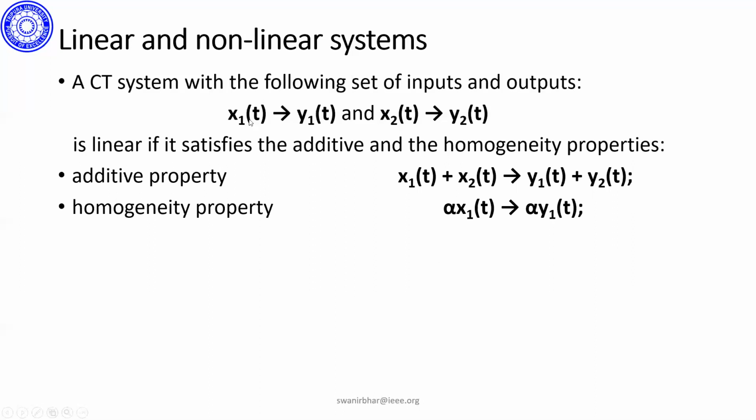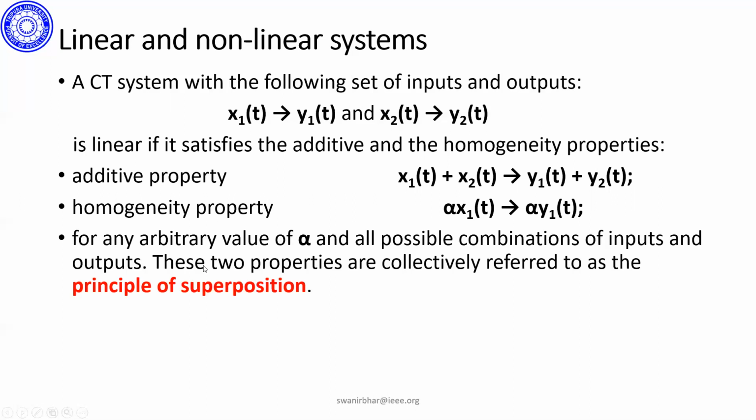Homogeneity means when I have 1 volt and I get 1 ampere, so when I have a multiplying factor alpha equal to 2, then 2 into 1 volt, that is 2 volt, I get 2 into 1 ampere, that is 2 ampere. So if both are satisfied, then it is a linear system. Irrespective of this alpha value, if both the equations are followed, then we consider these two properties together to be the principle of superposition.